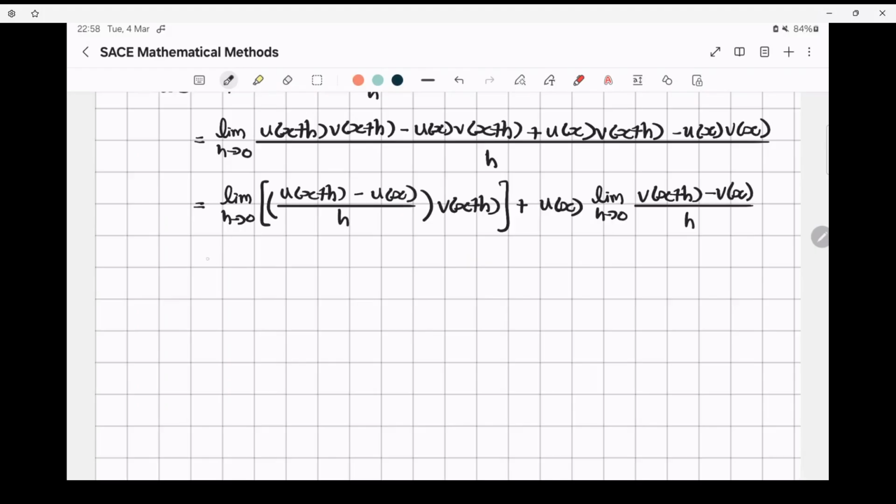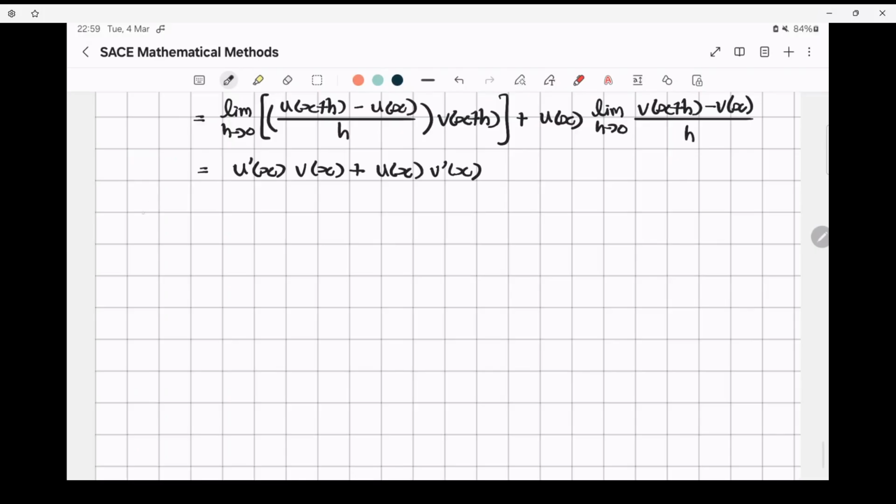So the first part of the definition, the limit when h approaches 0, u(x+h) minus u(x) divided by h, that will be u prime of x multiplied with v(x), plus u(x). The second part is a definition of a derivative, v prime x. So that's how you get your product rule.